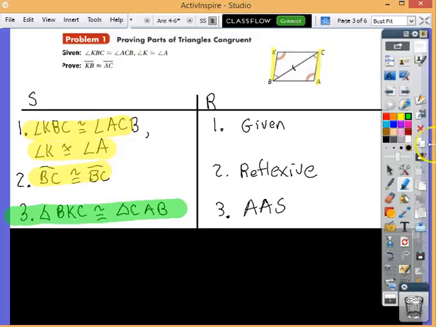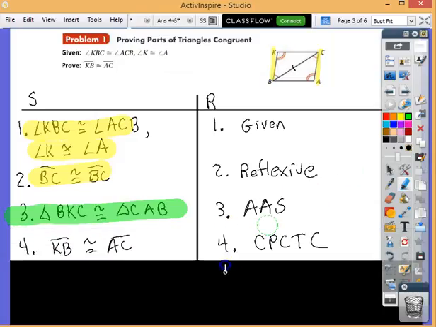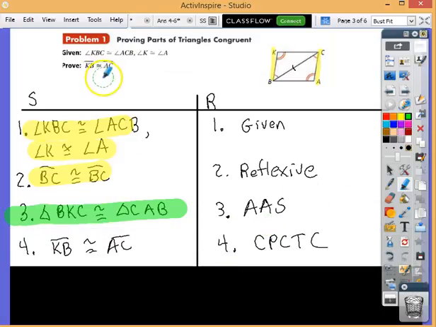Okay? So here we go. I'm going to finish out this proof by saying the two sides, these are the yellow sides now, side KB is congruent to side AC, and what's the reason? CP-CTC, corresponding parts of congruent triangles are congruent. Does that make sense? Yes.